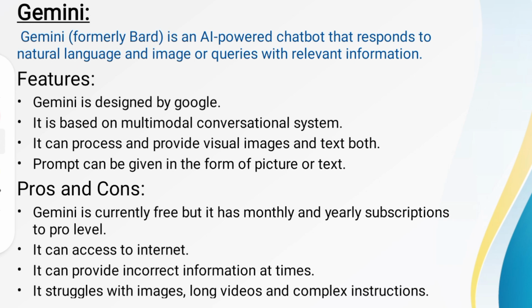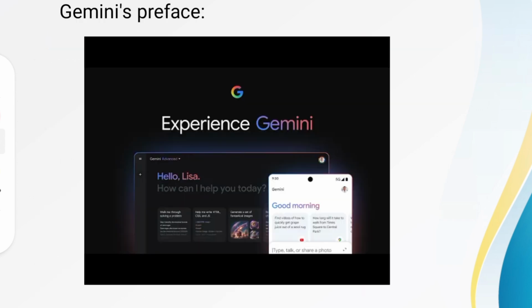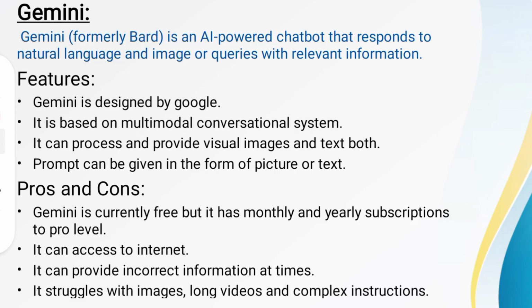There are also pros and cons of this feature, but let's see Gemini's preface. This is how Gemini looks. Gemini is currently free, but it has monthly and yearly subscriptions to pro level. It can access the internet. It can provide incorrect information at some times, and it sometimes struggles with images, long videos, and complex interactions.